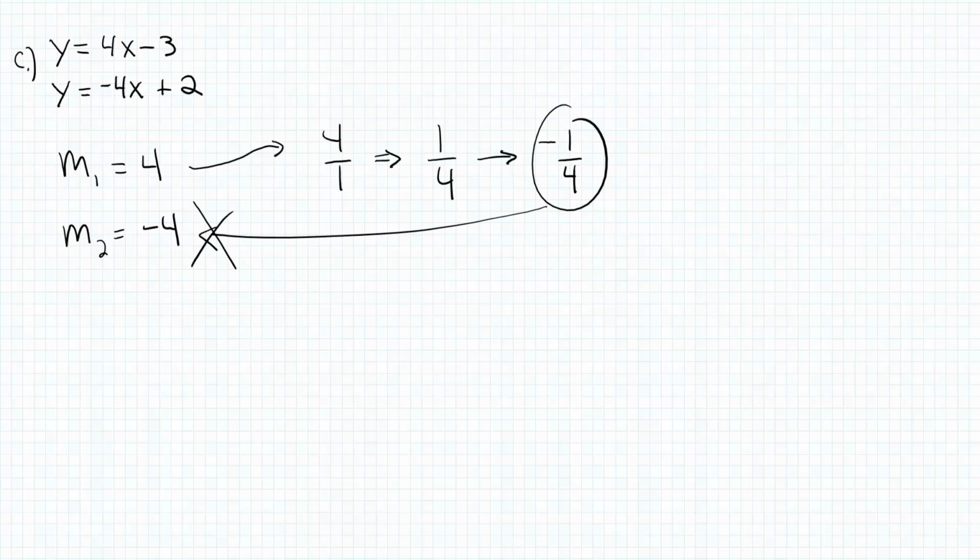So the lines are not parallel. They're not perpendicular because the slope that's here is the slope of a line that's perpendicular to our first line, but that's not the slope that the second line has. So we're going to say that these two lines are neither parallel nor perpendicular to one another.